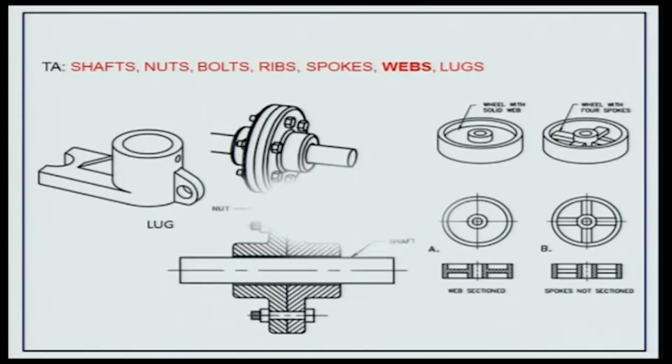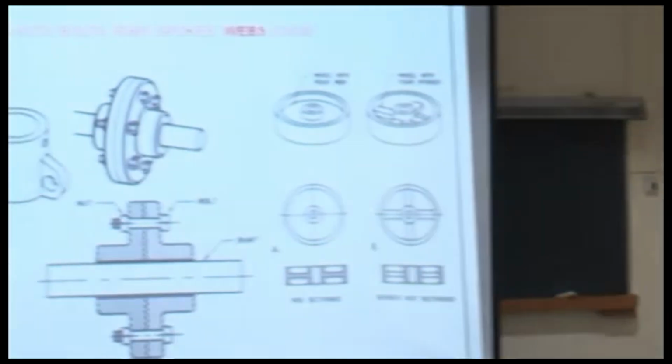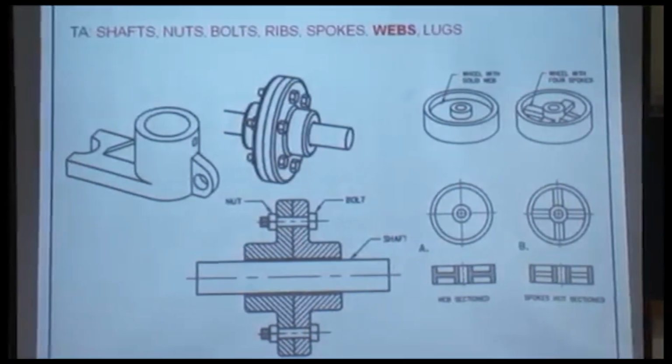This is important, and this is something that all of us follow or try to follow diligently. For clarity, standard parts are not sectioned even when cutting planes pass through them. Parts like shafts, nuts, bolts, ribs, spokes. I'm going to talk about webs and lugs. Different examples.